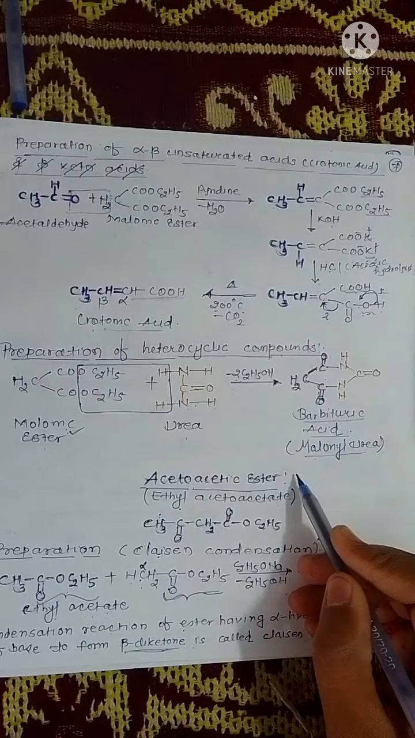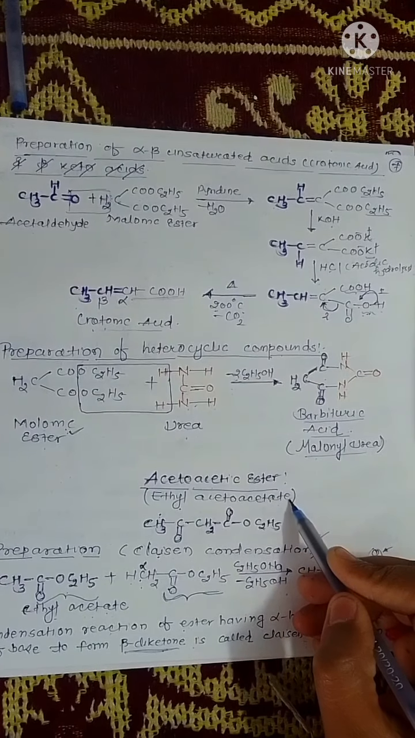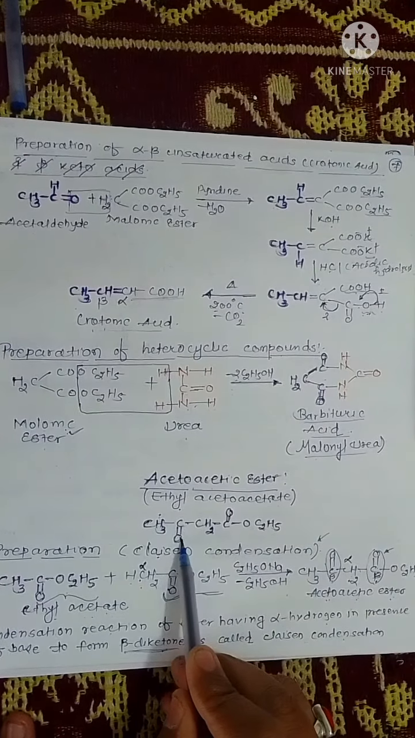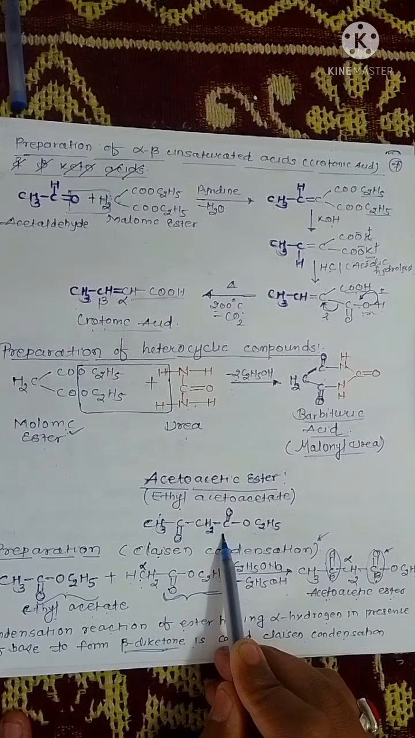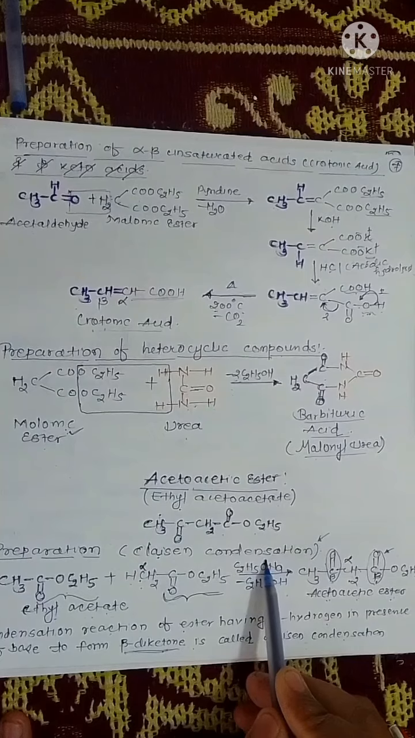Today we are going to see the synthesis of acetoacetic ester, that is ethyl acetoacetate. This is the structure of ethyl acetoacetate. This compound is basically synthesized by Claisen condensation reaction.